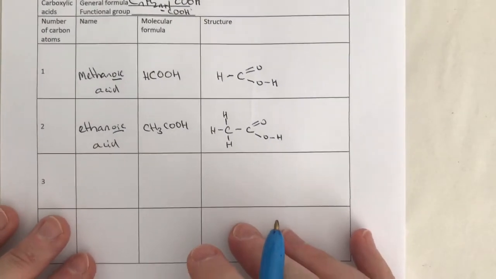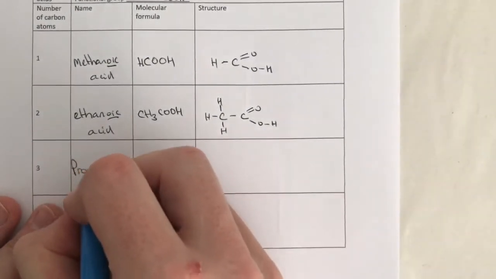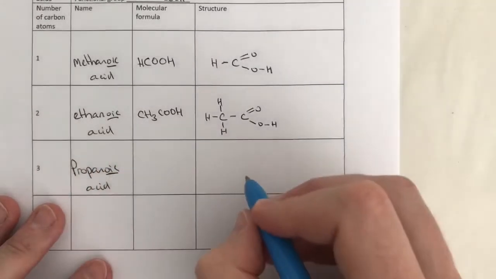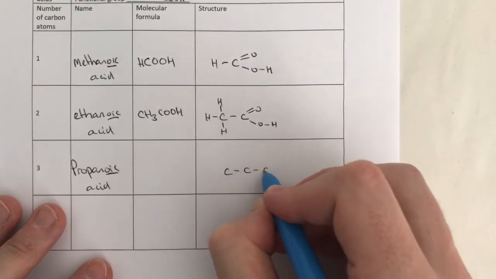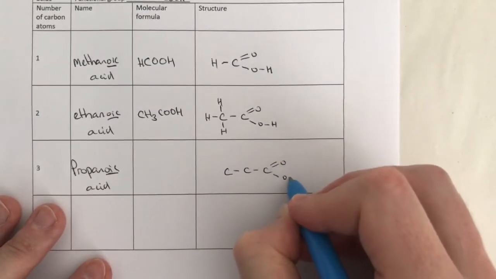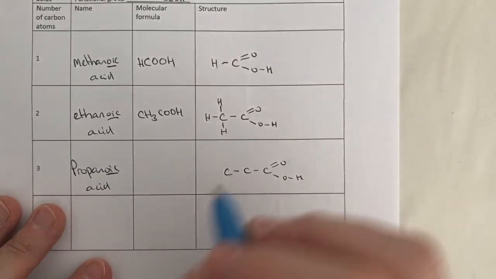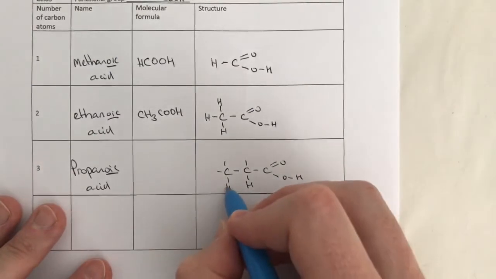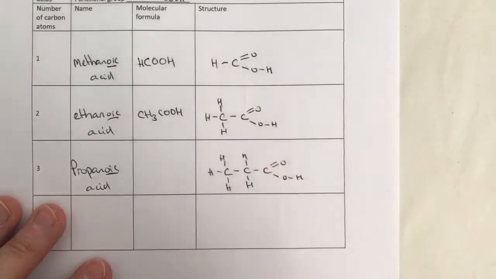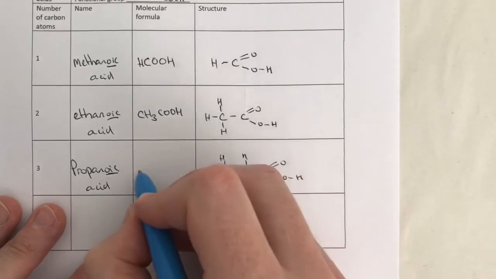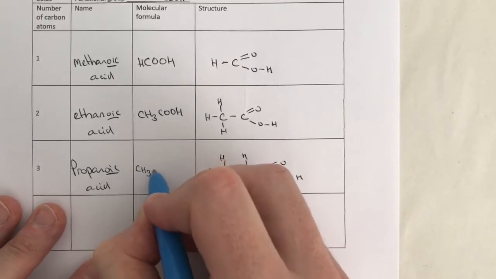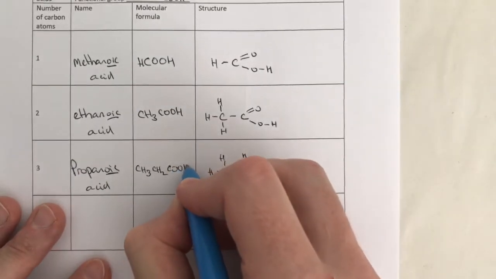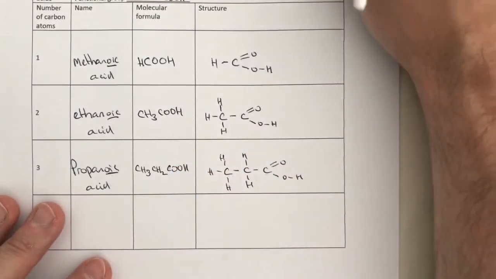Then 3 carbons long is propanoic acid. 3 carbons, 1, 2, 3. Put the functional group on the end, so COOH, and then count up the number of bonds, and then put your H's on to make it 4 bonds with all the H's. Therefore, we've got CH3, CH2, and then COOH to give me my functional group. And there is propanoic acid.